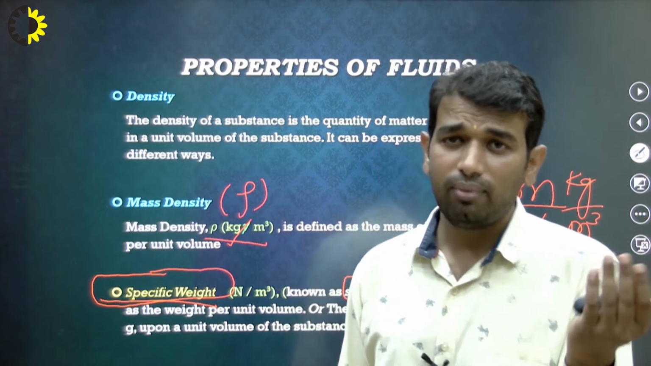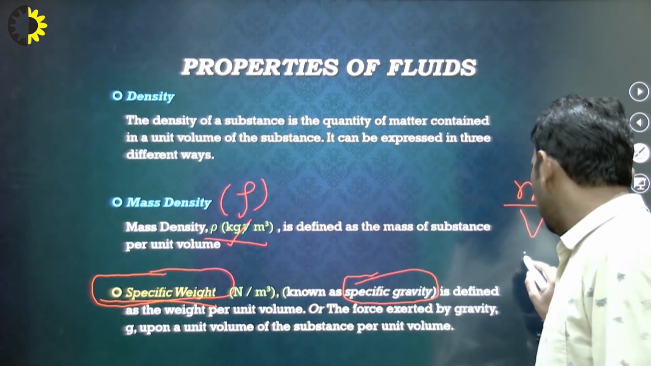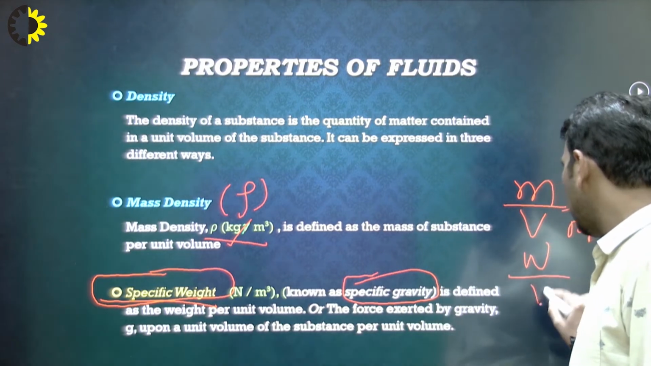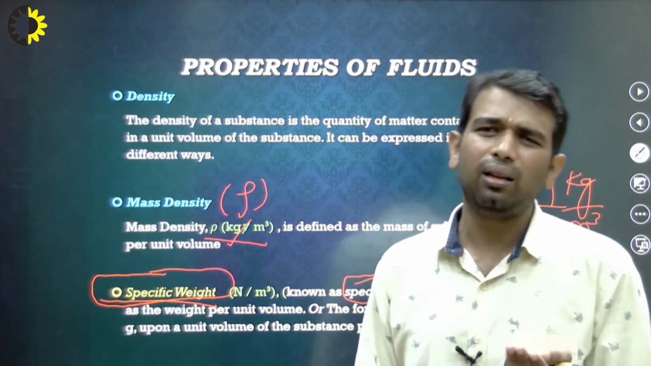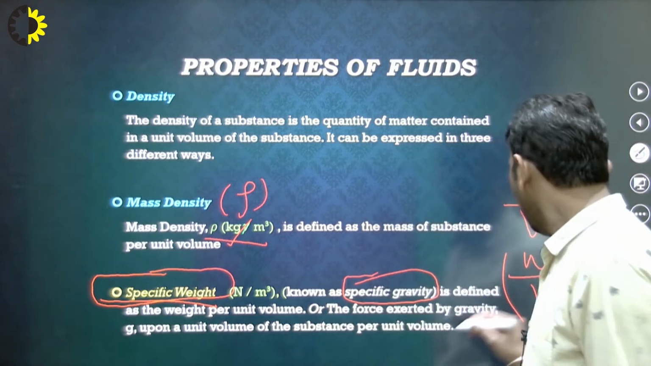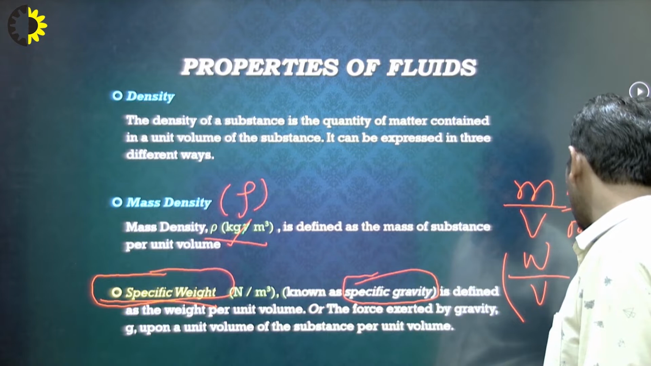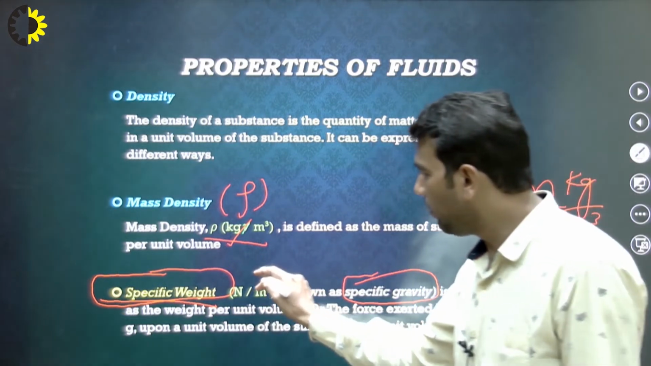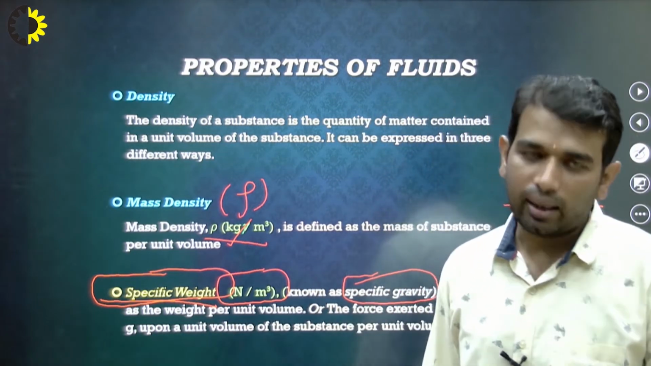So what is weight density? Weight density is nothing but weight per unit volume. The generic definition of density is any quantity of substance per unit volume, so when we call it weight density, it is weight per unit volume. What is the unit of weight? That is Newton. And the unit of volume is meter cube. So the unit of weight density is Newton per meter cube.